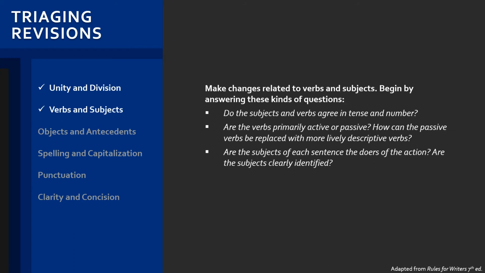Second, make changes related to verbs and subjects. Begin by answering these kinds of questions. Do the subjects and verbs agree in tense and number? Are the verbs primarily active or passive? How can the passive verbs be replaced with more lively descriptive verbs? Are the subjects of each sentence the doers of the action? Are the subjects clearly identified?